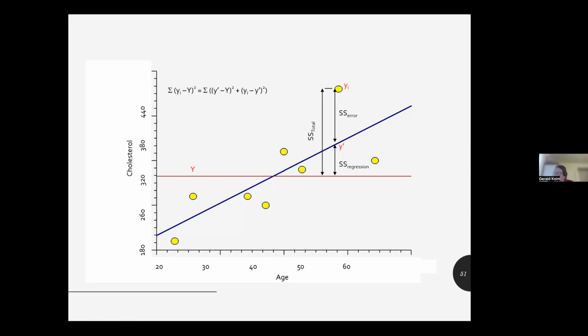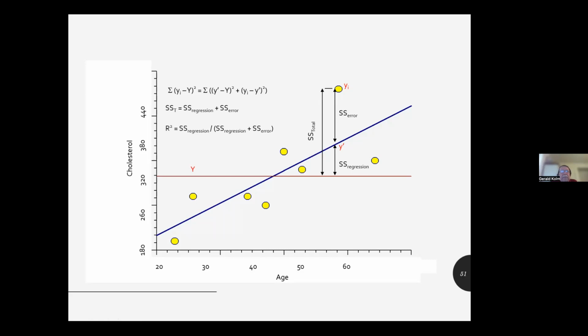In other words, based on our regression here, we predicted that this individual, at this particular age, would have a cholesterol level of about 380, but in fact, it's over 400. So this is actually what we call our error, or sometimes referred to as a residual, the difference between our observed and our predicted. And then, as you can see, the total sum of squares is equal to the regression sum of squares plus the error sum of squares.